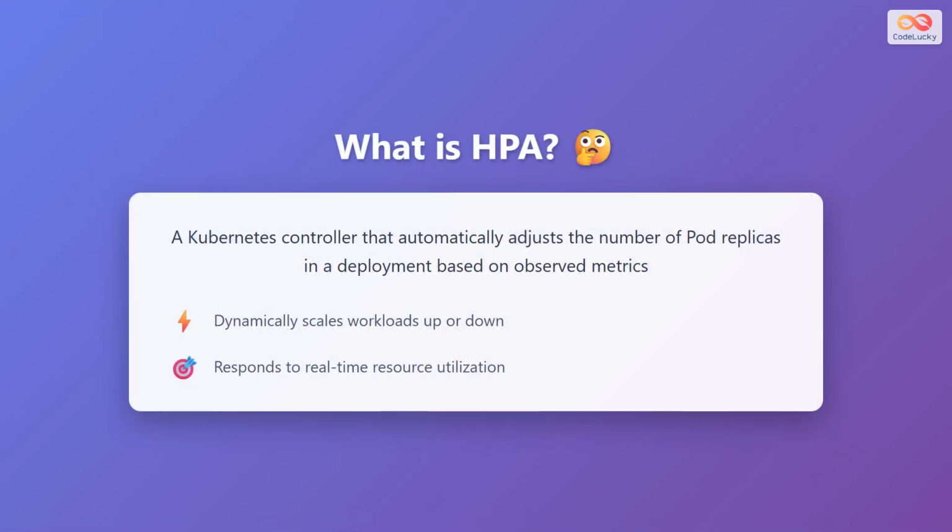The Horizontal Pod Autoscaler is a Kubernetes controller that automatically adjusts the number of pod replicas in a deployment based on observed metrics. It dynamically scales your workloads up or down, responding to real-time resource utilization. This means when your application experiences high demand, HPA adds more pods to handle the load, and when demand decreases, it removes unnecessary pods to conserve resources.